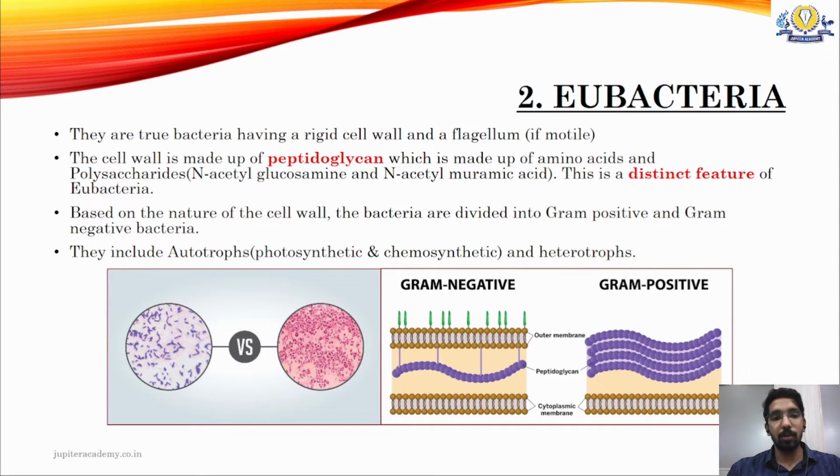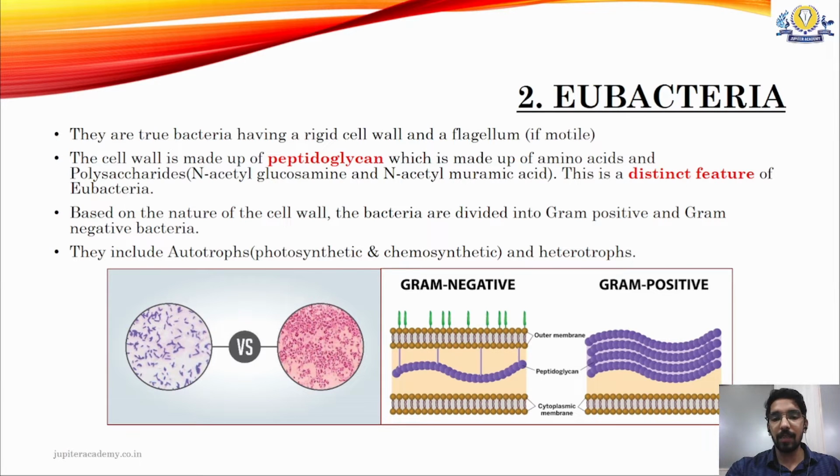There are two types of polysaccharides present here: N-acetyl glucosamine and N-acetyl muramic acid, which are present alternately, and then it forms a layer, as you can see in the diagram. In the gram-positive bacteria, you can see 4 purple layers of cell wall, which is made up of peptidoglycan.